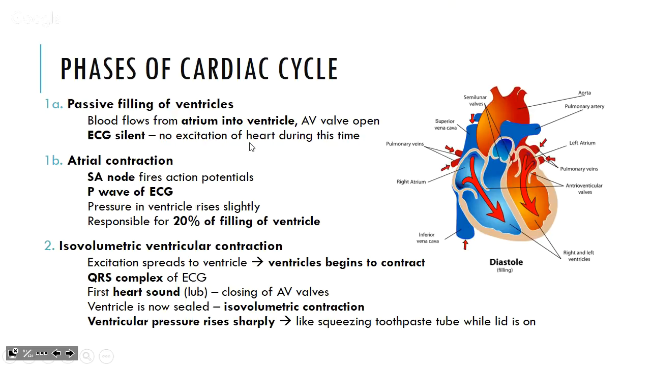And then we get atrial contraction afterwards. The reason why the atria contract is to allow for the filling of the ventricle. There's still a little bit of blood left in the atrium and it contracts just to allow for more blood to fill the ventricle. Because of the atrial contraction, you get a P wave. So just link atria and P wave together.